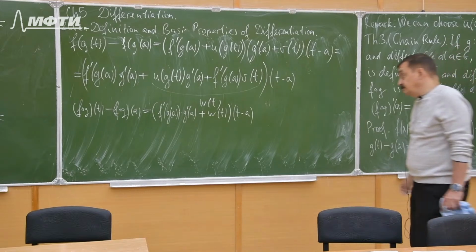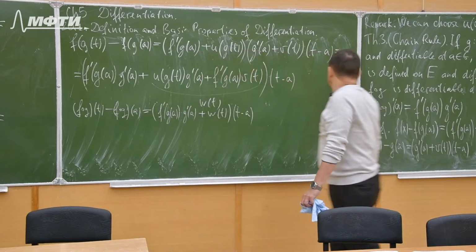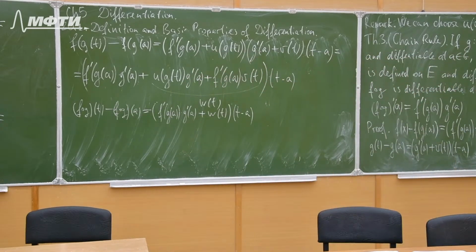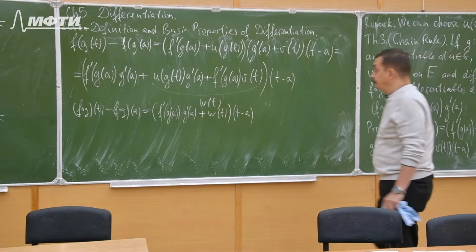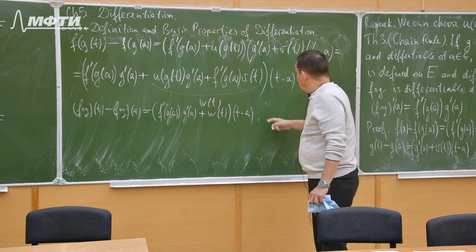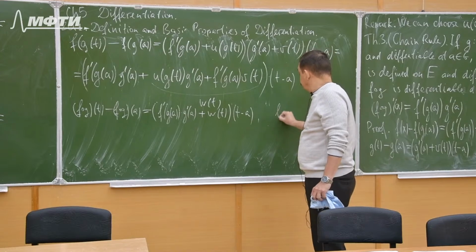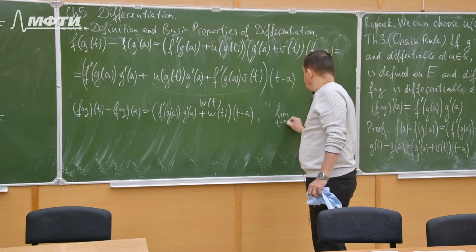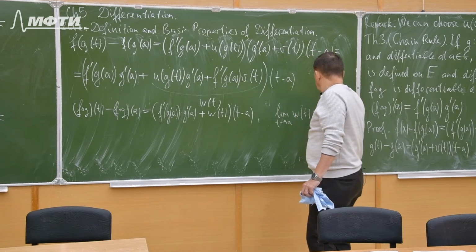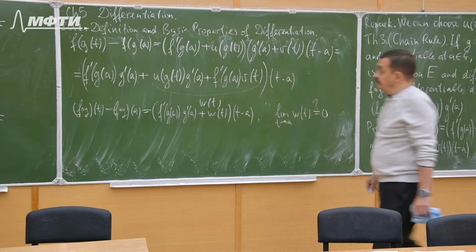The question is, so to complete the proof of the theorem, we need to check only that the limit as t tends to a of W of t equals 0. That is the only thing which remains to prove now. So let me write down what we want.